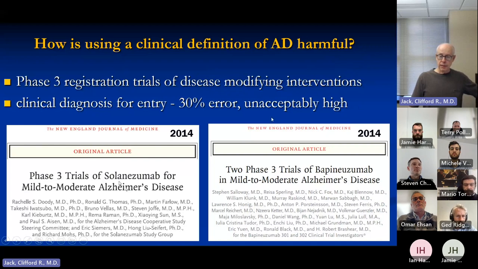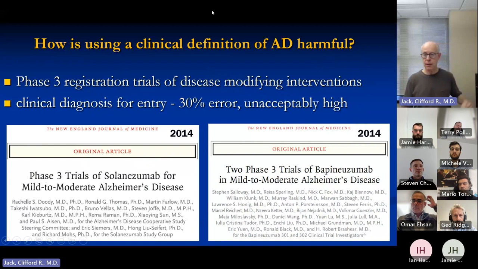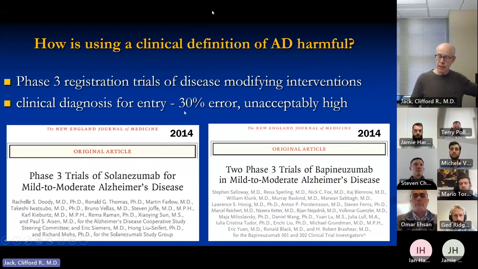But as everyone is well aware, these are both monoclonal antibodies directed against amyloid. Neither trial met primary endpoints, so they were failed trials. But a subset of people in both of these trials underwent amyloid PET. People were enrolled into these trials on the basis of the existing criteria at the time, the clinical definition of probable Alzheimer's disease. About a third had amyloid PET done as a sub-study.